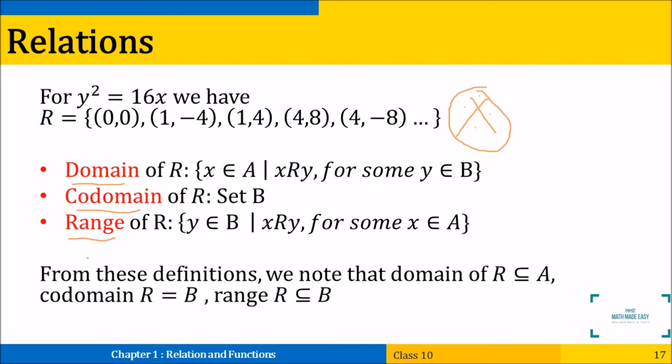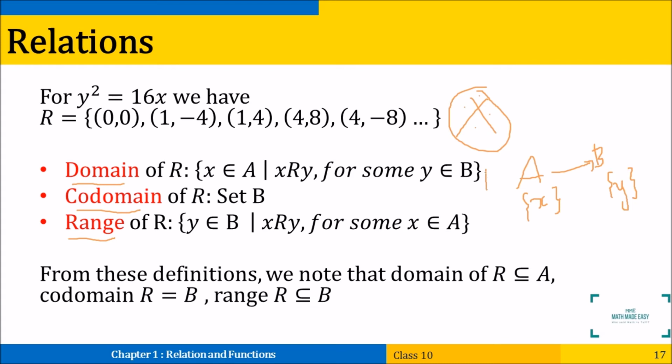So the domain of R is nothing but the set of all elements x which belong to the set A, such that x and y are related by the relation R for some y belonging to B. That is, the collection of all elements in set A which actually get mapped, which are used in the relation, is called the domain.